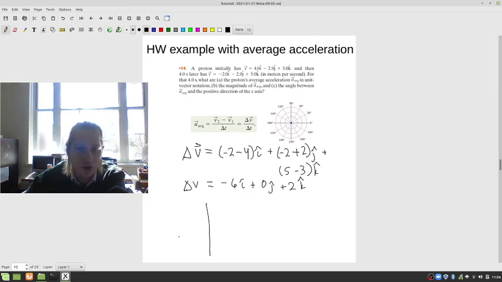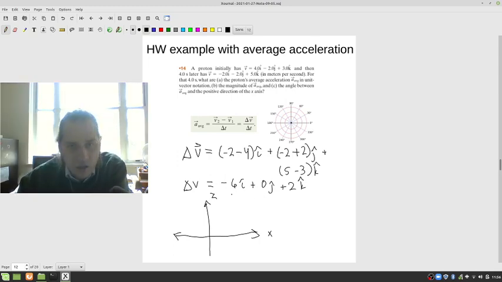I know from drawing this the way that I have, here's your x direction, and this is going to be your z direction. In your y direction, it's not pointing in that. I would have something like this, minus 6, 2. It's not going to be exactly that because it's going to be divided by 4, but that's the direction that your a average is going to be pointing.